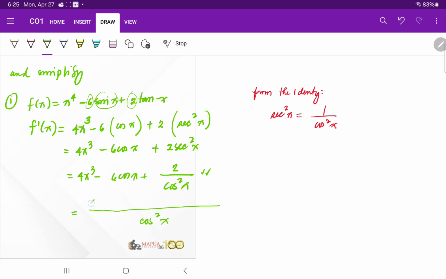And then we have 4x cubed cosine square x minus 6 cosine cube x, because you have here cosine x times cosine square, it's cube. And then plus 2. So this is your simplified form. Okay?